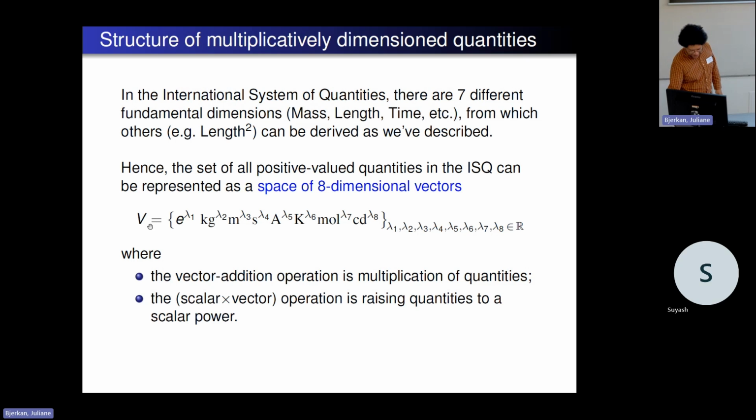So that's this set V. We first have the dimensionless number before the unit. I just consider positive ones, and that can be expressed as e to the power of a real number. And then for each of the fundamental units, I have a number that I can raise it to the power of. And so that gives me 8 degrees of freedom for describing the set of all positive valued quantities. So I can think of these as 8-dimensional vectors. And then what happens mathematically is that the vector addition operation, adding vectors, becomes multiplication of physical quantities. And the operation of multiplying a vector by a scalar number translates into raising one of these quantities to a given scalar power.